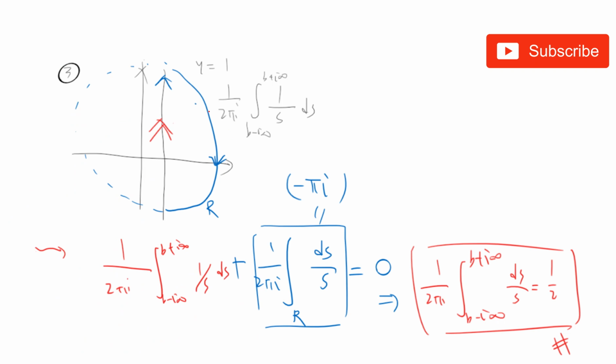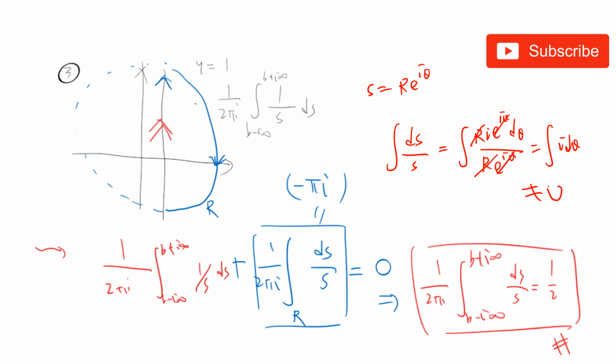Okay, the third case is also a little bit tricky, because when y equals 1, what we need to compute is this. So maybe I choose this green one, this blue one, and this is a circle. So you see that if, let's say, s equals r e^(iθ), then ds will be r i e^(iθ) dθ, and dividing by s = r e^(iθ), you cancel, so it becomes i dθ. This is the famous winding number. If I run a full circle, then it will be 2πi.